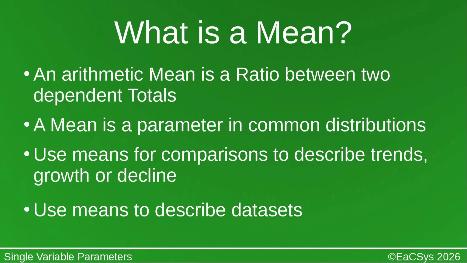We can use means to describe a dataset or a part of a dataset. We can use means for comparisons, so we can compare many different datasets and subparts of datasets with each other. And we can use means to describe trends, development. Means can describe growth or decline on average over time. And all of this makes means very useful for data description purposes.